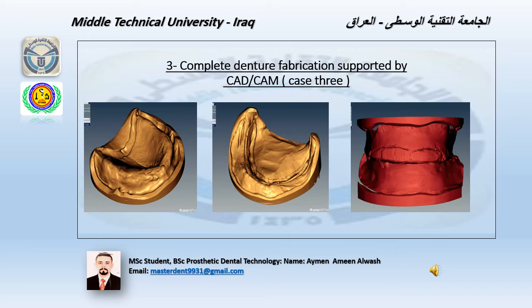The dentist records the maxillomandibular relationship by using the face bow and determines the canine position and midline position. In the dental lab, we do the articulator in a traditional way, and then scan the cast of the upper and lower complete denture and the occlusal rim, and transfer this scanning to the software system.